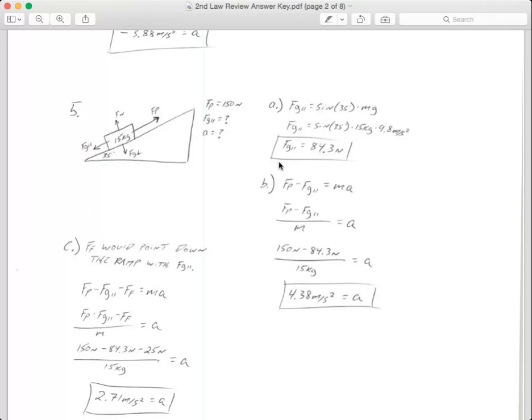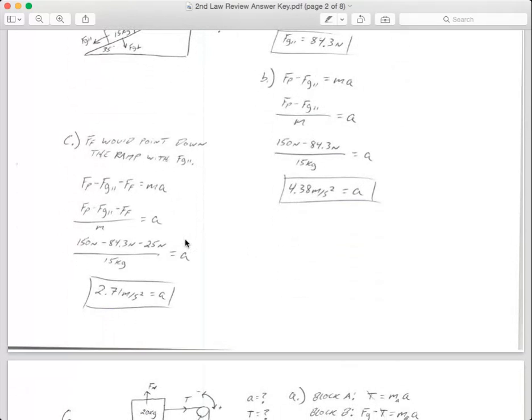Part B says, well, what's the acceleration of the block? Well, I know it's going to accelerate up the ramp. So my force to the right is my force of pull. My force to the left is force of gravity parallel. That's why I have force of pull positive minus gravity parallel, because it's to the left, equals ma. Solving for a, I divide by my mass. I can plug in my numbers. Force of pull is given at 150 newtons. Force of gravity parallel, we know, is 84.3 newtons. We just solved for it. And the mass is given in the problem at 15 kilograms. Plug that into your calculator, and you get an acceleration up the hill of 4.38 meters per second squared.